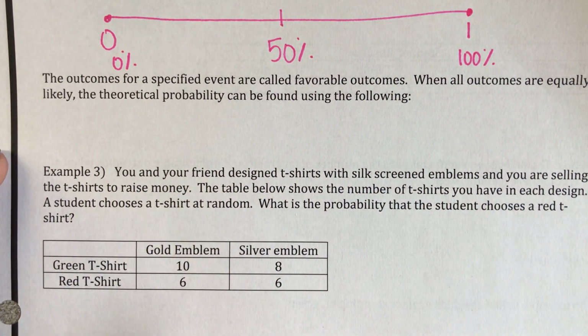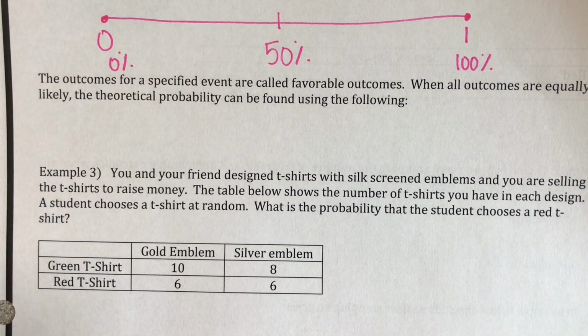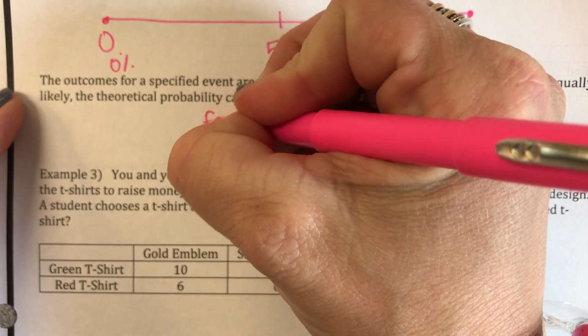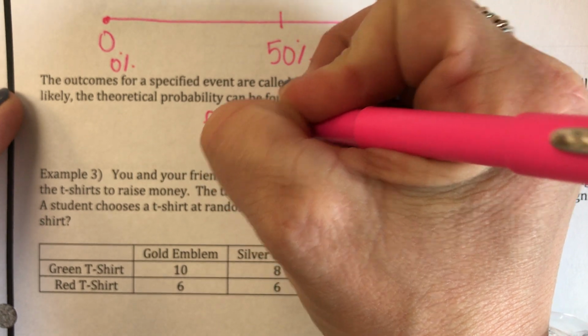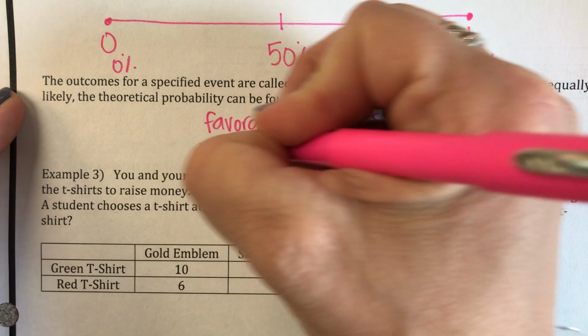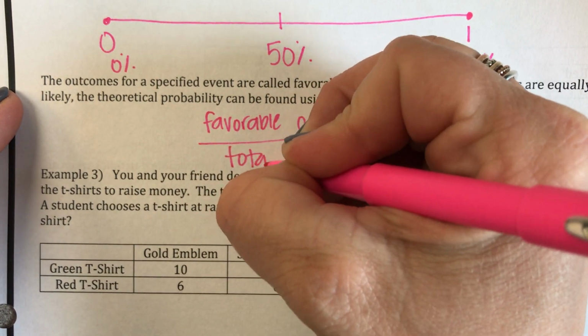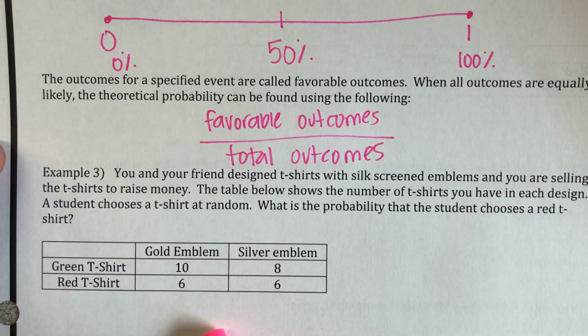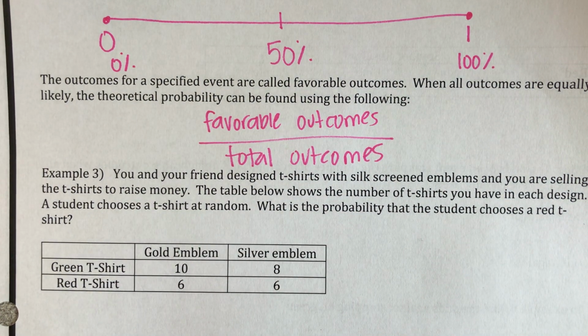So the outcome for a specified event are called favorable outcomes. When all the outcomes are equally likely, the theoretical probability can be found using the following, and that is favorable outcomes over total outcomes.